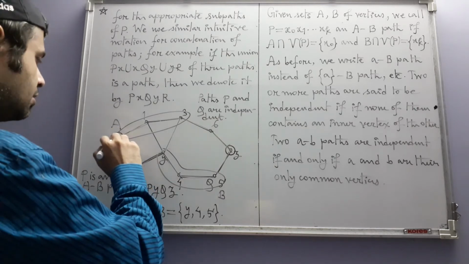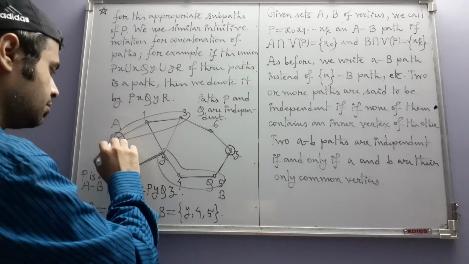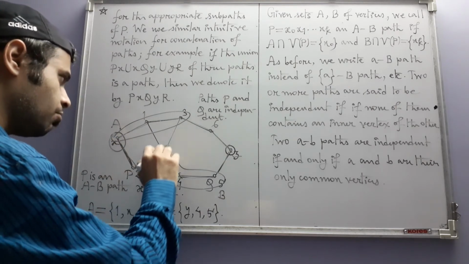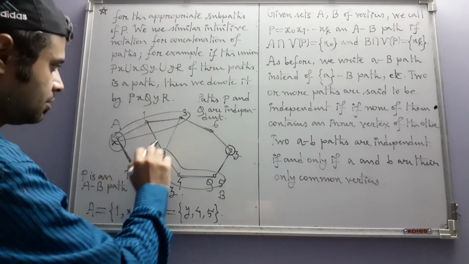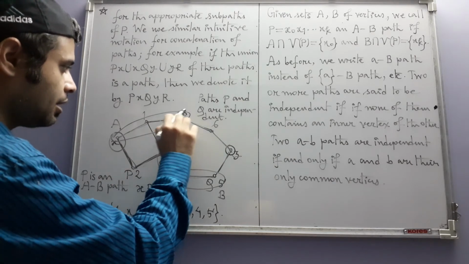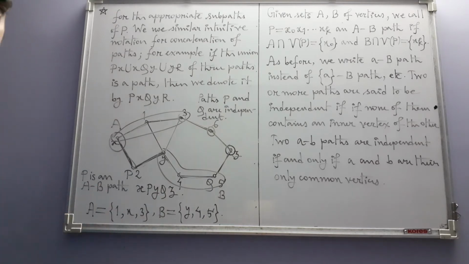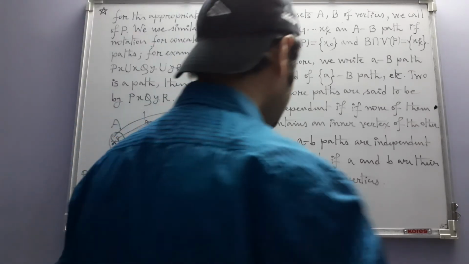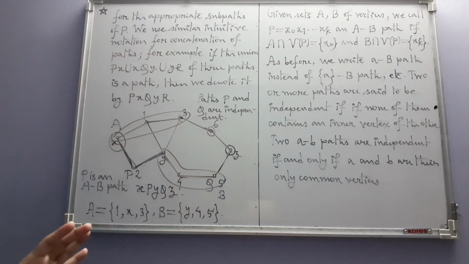However, the AB paths x136z and x2y36z are not independent, because the inner vertices 3 and 6 are common to both the paths, so they are not independent, although they are also two xz paths.